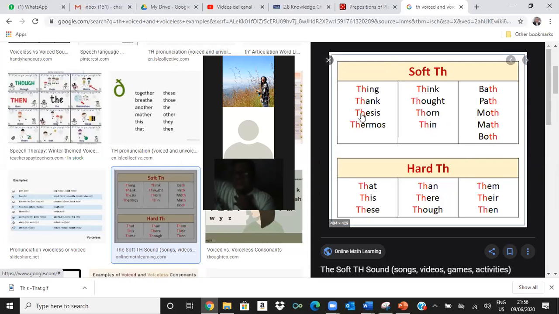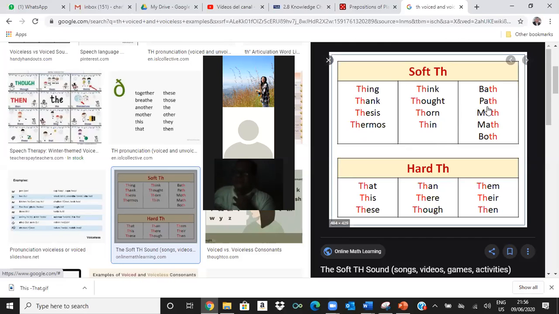Only air. Thesis. Thermal. Think. Thought. Throne. Thin. Delgado. And then these have the TH sound at the end.